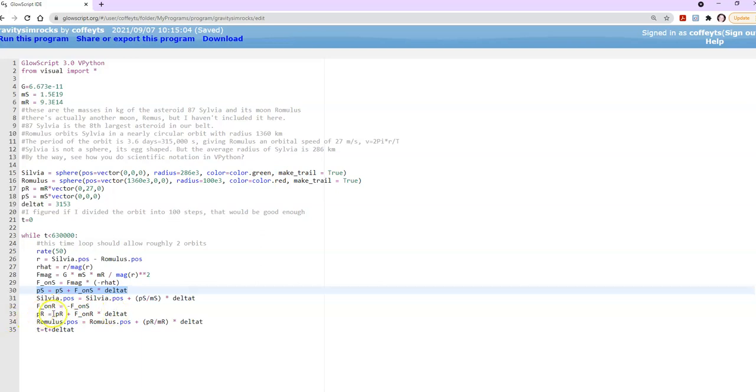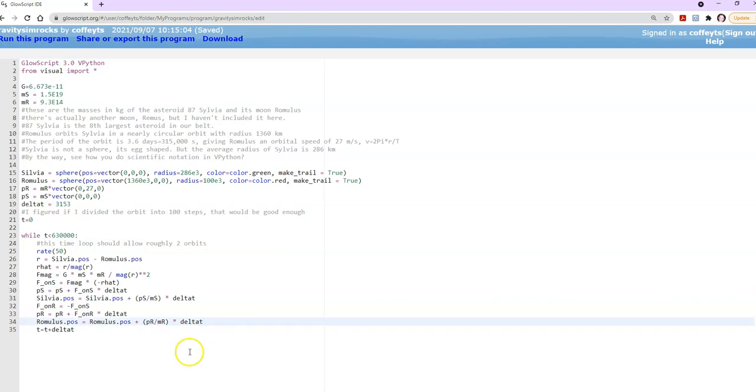Now I'm going to use my momentum update equation. The momentum of Romulus is equal to the old momentum of Romulus plus the force on Romulus times delta T. So that's updating my momentum. And then I've got to update my position. Romulus.pos is equal to the old value of its position, Romulus.pos, plus the average velocity, which is PR over MR, right? The momentum of Romulus divided by its mass times delta T.